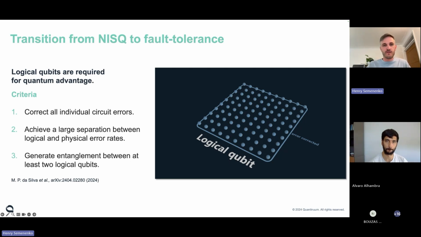Otherwise we could achieve a very good logical qubit on its own, which is very well protected, but is unable to interact with other logical qubits. And so we wouldn't actually be able to perform operations at a logical level, which is really what we want to be able to do as we move towards a fault-tolerant circuit.